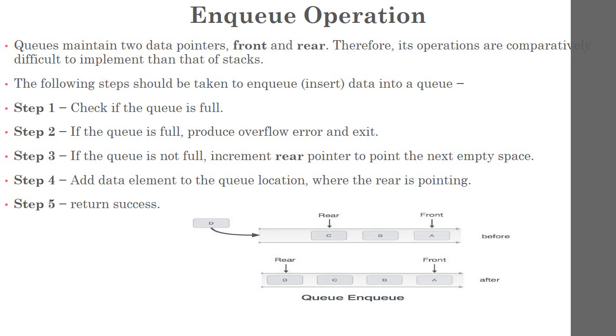Step 1, check if the queue is full. Step 2, if the queue is full, produce overflow error and exit. Step 3, if the queue is not full, increment the rear pointer to point to the next empty space. Step 4, add the data element to the queue location where the rear is pointing. Step 5, return success. The following diagram shows the enqueue operation.